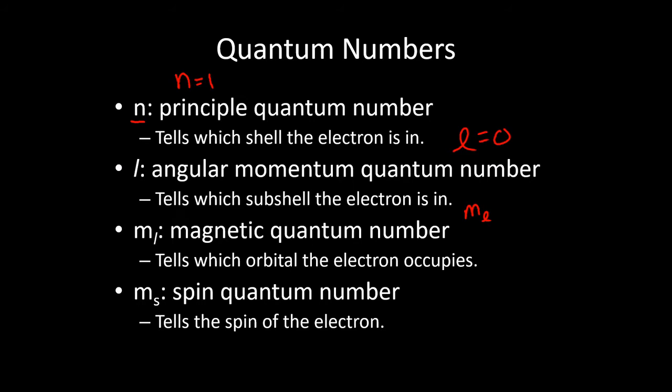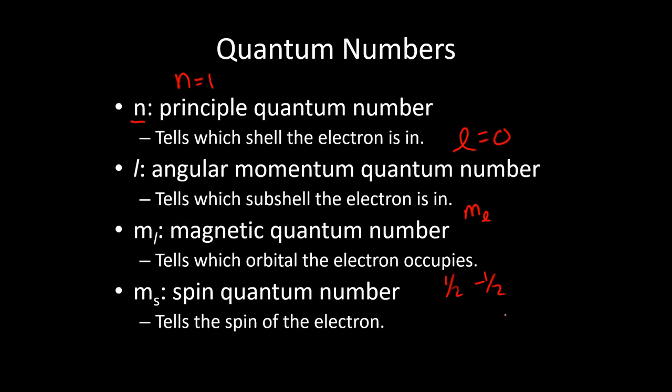And then the last one is the spin quantum number, and it tells us whether the electron is spin up or spin down. It's probably the least important of the four, and it can only ever be 1/2 or negative 1/2. Those are the only two numbers that it can be.